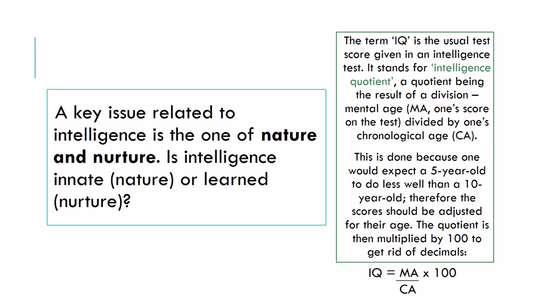So a key issue related to intelligence is the one of nature and nurture. So studying whether intelligence is innate or is in fact learned. So the idea behind this first box here is that if it is learned, then we aren't testing an unchanging thing, but something that is a product of somebody's experience. In which case, you should be able to enhance a person's experience in such a way that their intelligence increases. So if intelligence is learned, then the only point of testing would be to work out who needs more teaching, perhaps.